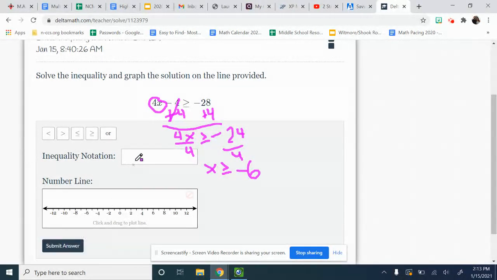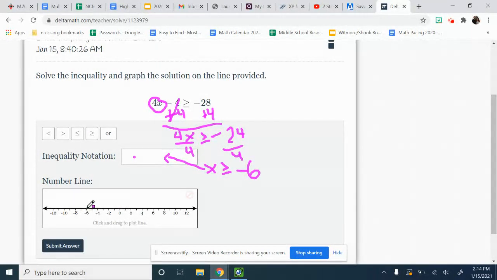So right here, oh goodness, I've got my little toolbar away. So when I type in my answer, you're going to put x is greater than or equal to negative 6 right here. So I would just write my answer right here in this box. Here's all your inequality signs. Now, to do your answer, since I am on the pen and forgot to click back to the arrow, we're just going to make it work.